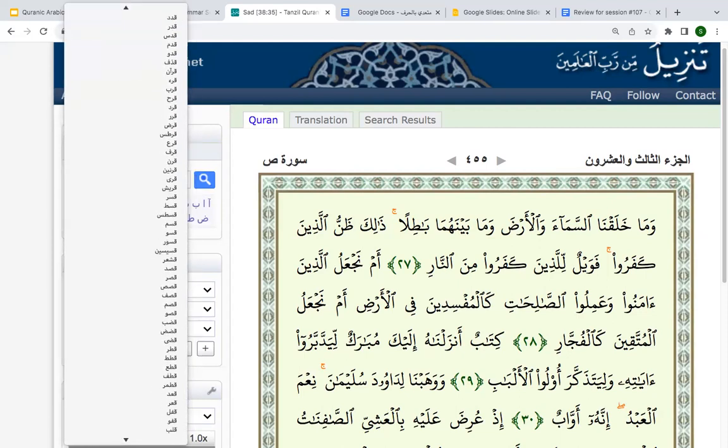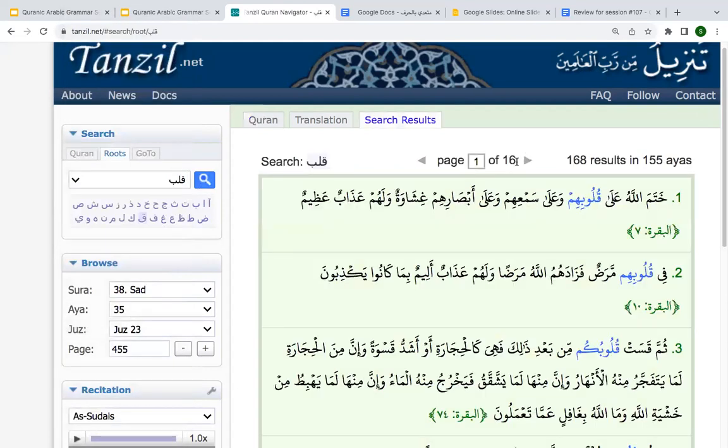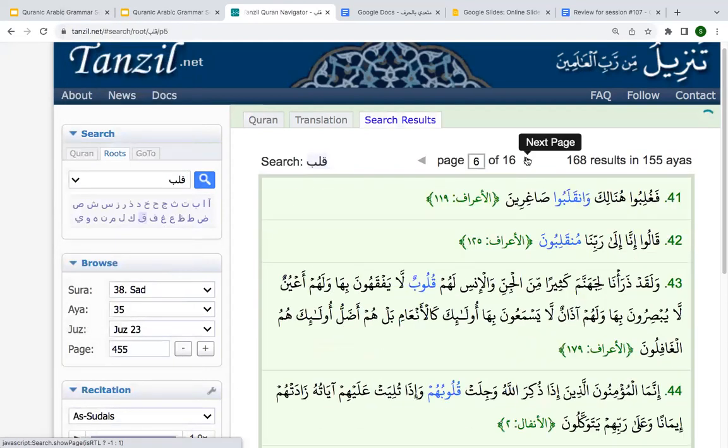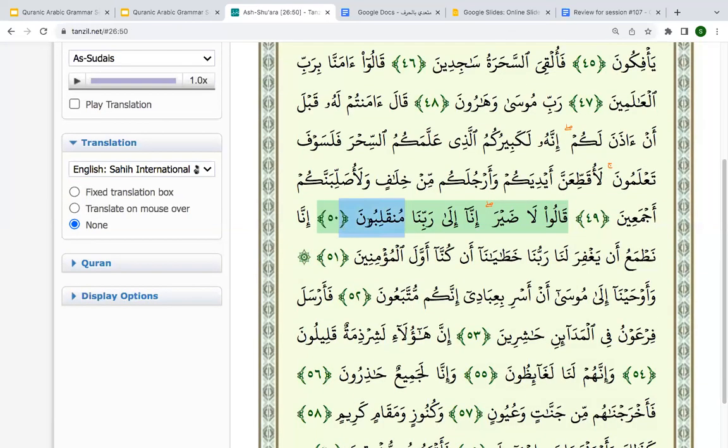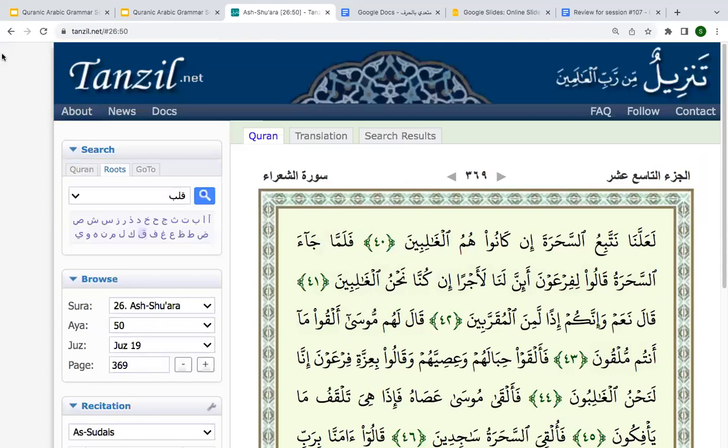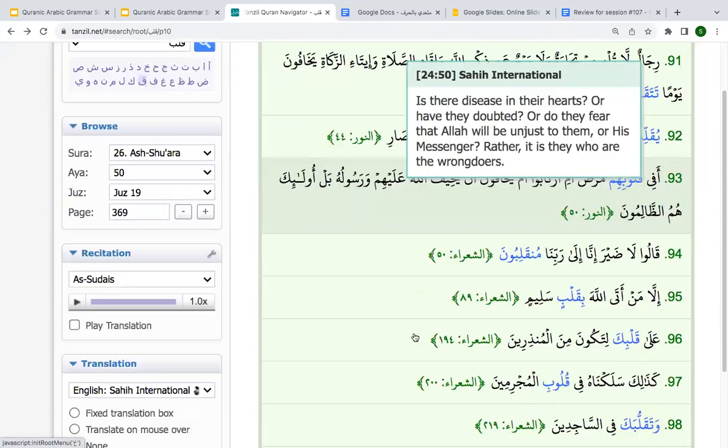This one. Where is this coming from? No, Hamza, you can see yanqalibu. Family number 7. Is it fa'il, maf'ul? What? It's a fa'il, right? One more thing was there here.